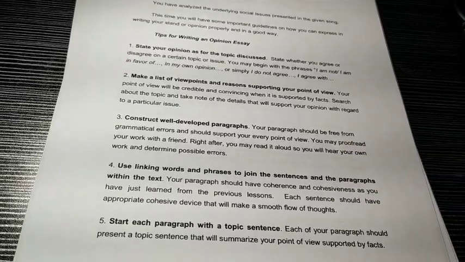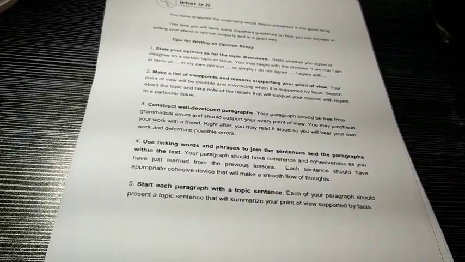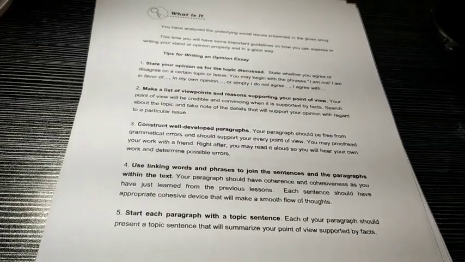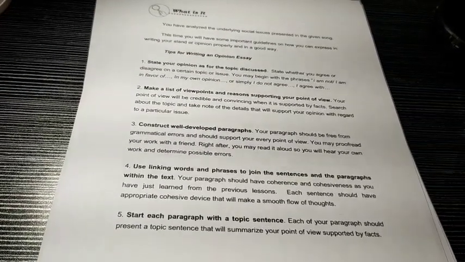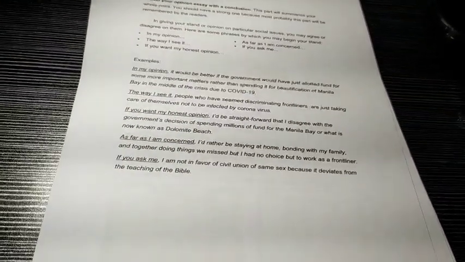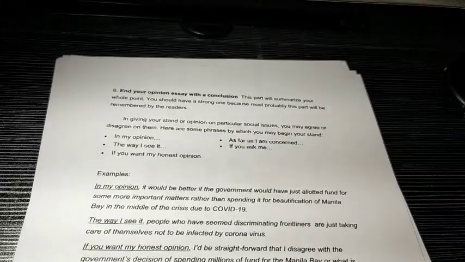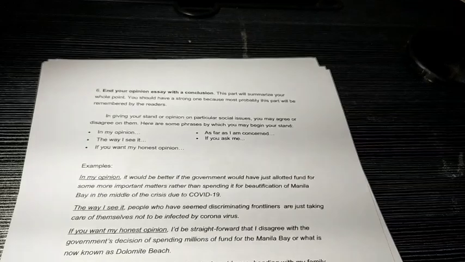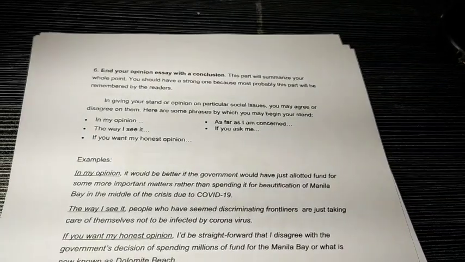Then number 5, start each paragraph with a topic sentence. Each of the paragraphs should present a topic sentence that will summarize your point of view supported by fact. And number 6, end your opinion essay with a conclusion. Probably you can also make this part to summarize your whole point.